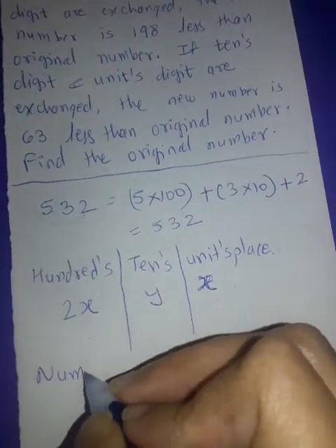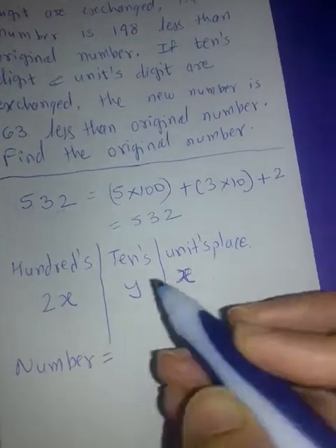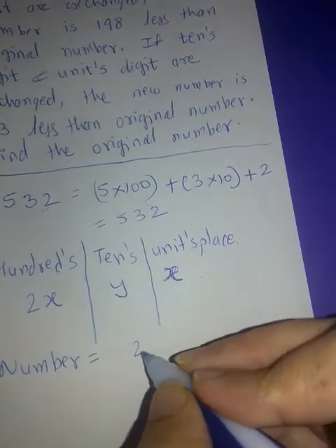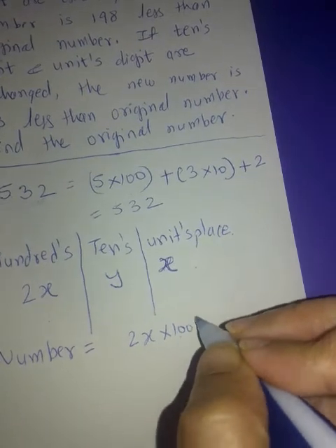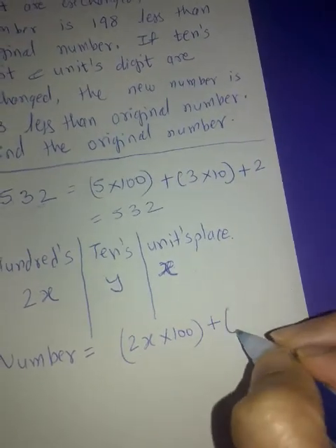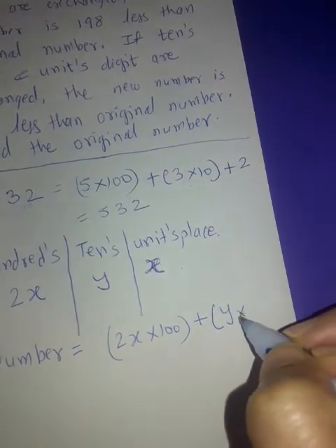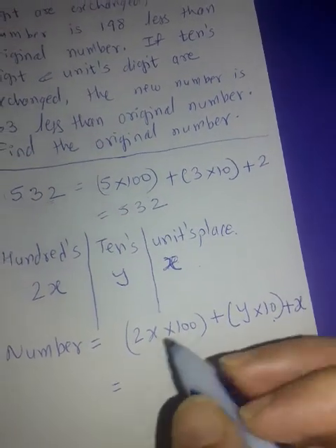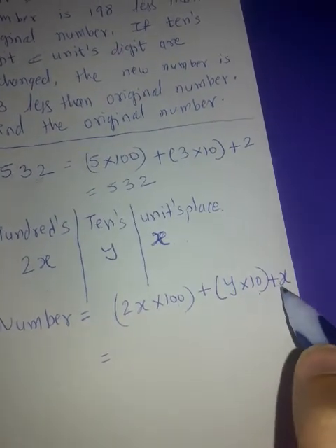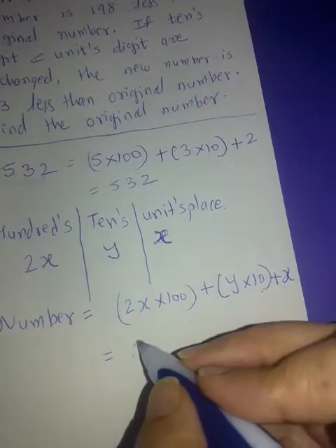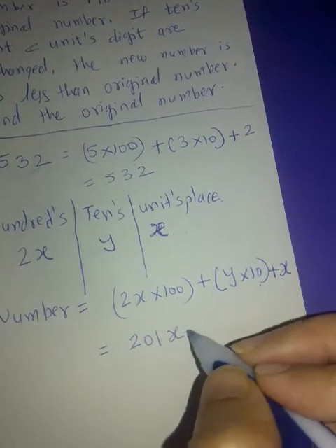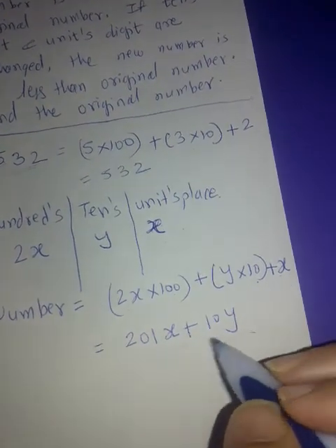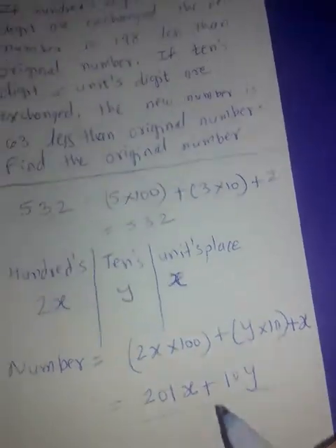So what will be the number? Hundreds place is multiplied by 100. So 2x into 100, plus y will be multiplied by 10 because it's tens place, and then units place will be added. This is 200x and this is 100. This is x. So this is 201x plus 10y. So the original number is this. I hope it is clear.